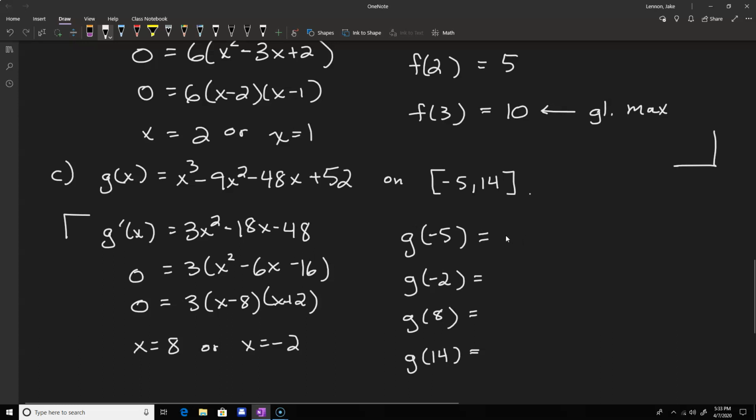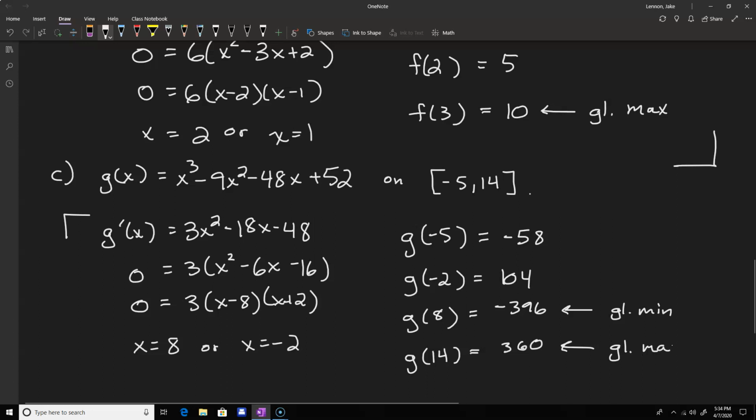So when we plug these in, again, remember we're plugging into that original function g of x equals x cubed minus 9x squared minus 48x plus 52. We get minus 58, 104, minus 396, and 360. So our smallest y value is minus 396, so this would be a global min. And our largest is 360, which is a global max.